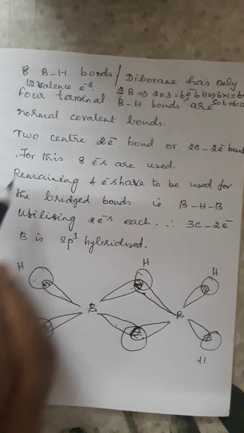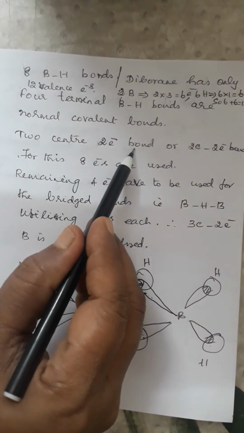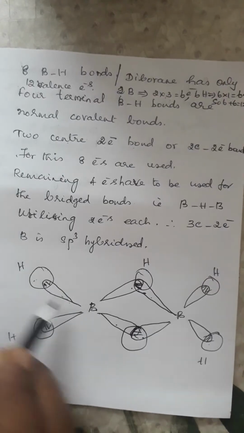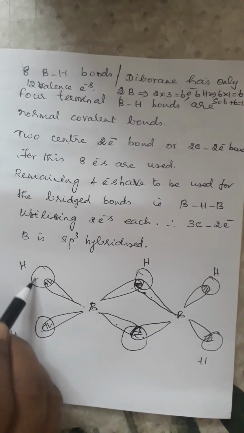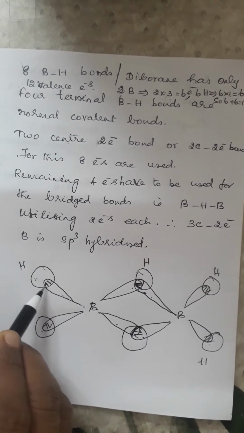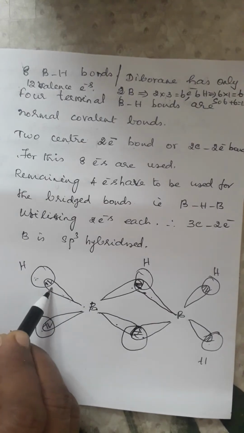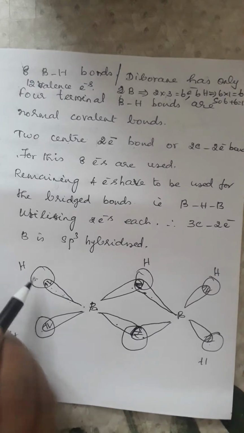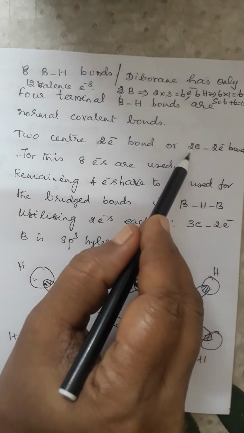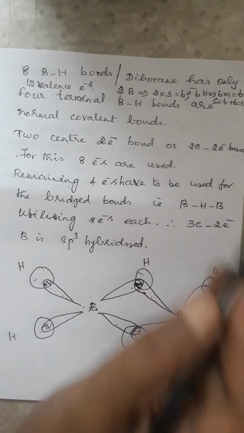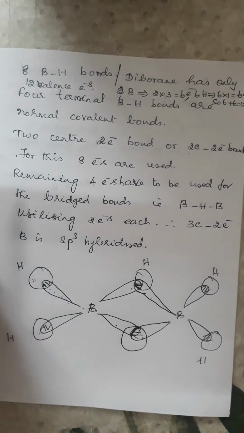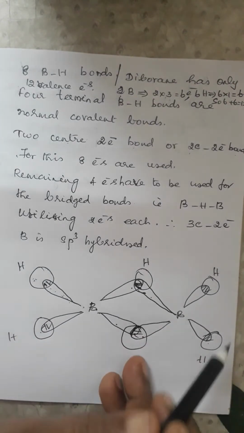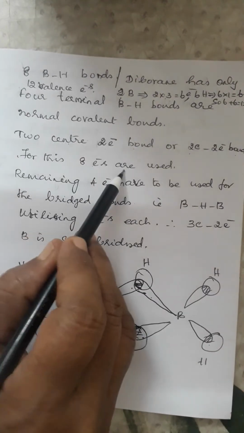Now you see the 2 center 2 electron bond. Therefore, these are called 2 center, 2 electron bonds. One atom donates 1 electron, the other also donates 1 electron, that is 1 plus 1, 2 electrons. Therefore, we can say 2 center, 2 electron bond. Therefore, for these 4 terminal BH bonds, 8 electrons are used.